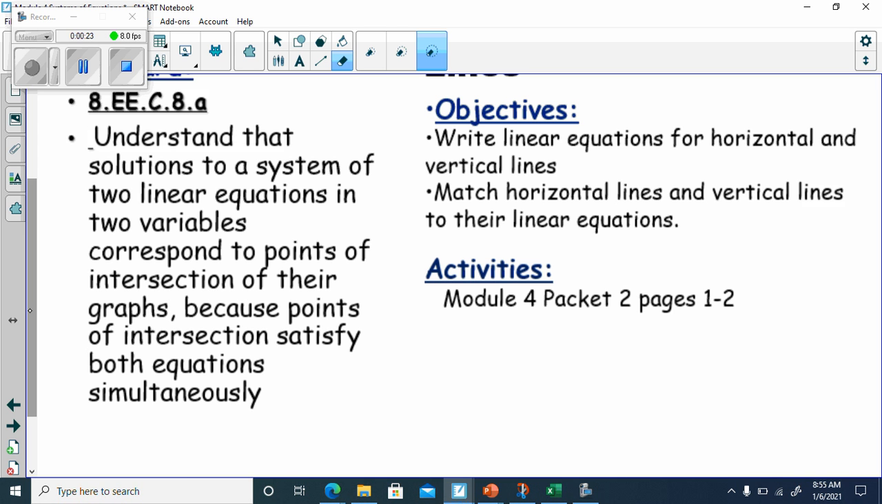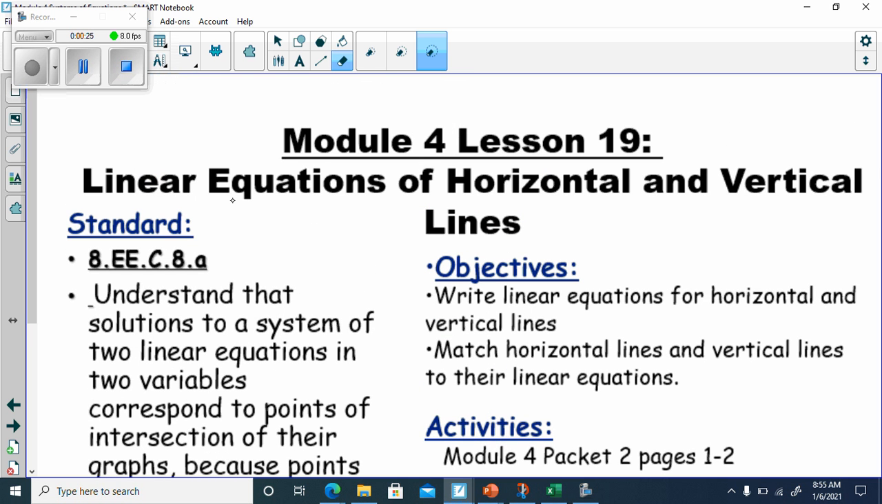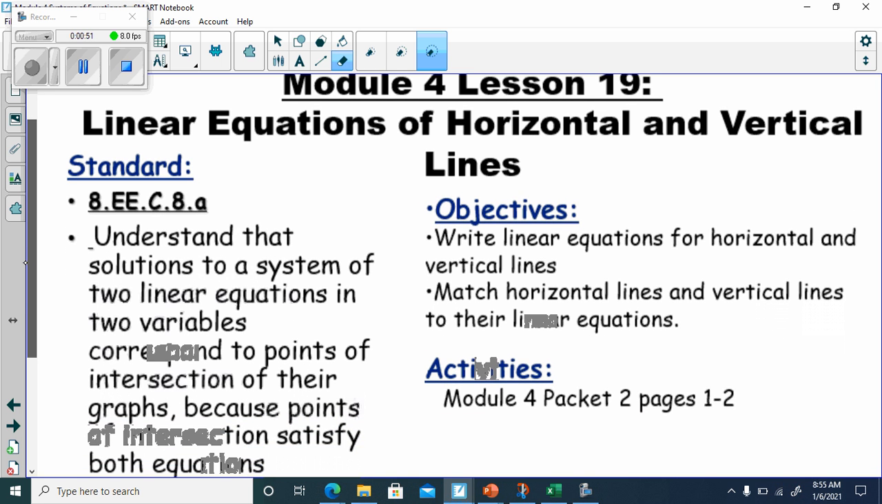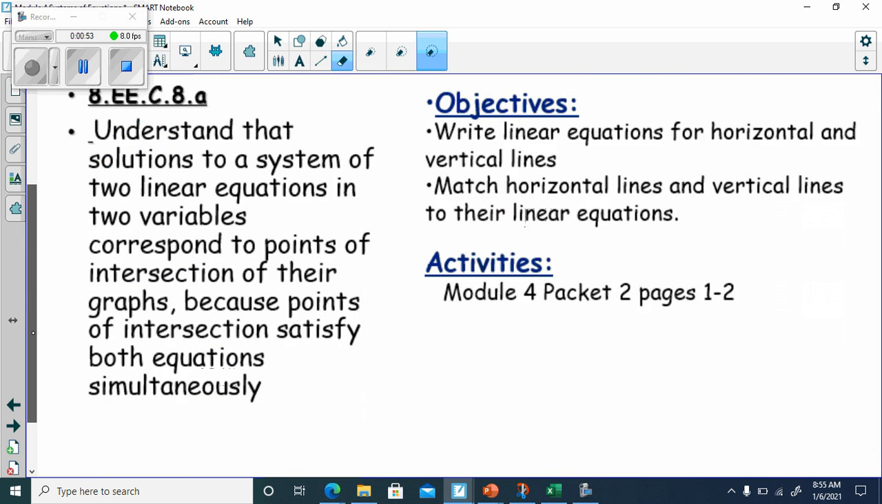Now, in this lesson, we're going to look at linear equations of horizontal and vertical lines, because these are used in these equations quite frequently, and we want to make sure you understand them. So today we're going to write linear equations for horizontal and vertical lines, and then we're going to take the equations and match them to plots of horizontal and vertical lines. This is all in Module 4, Packet 2, just 1 through 2.